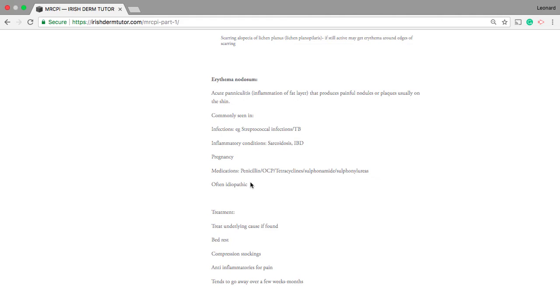Infections such as streptococcal sore throat or TB can occur. It can also be seen in inflammatory conditions such as sarcoidosis and inflammatory bowel disease. Seen in pregnancy, and many medications can cause it as well.